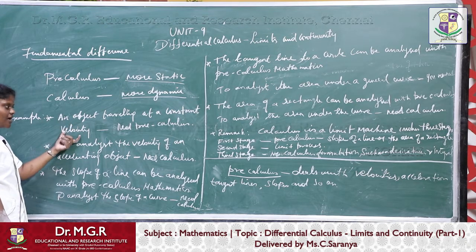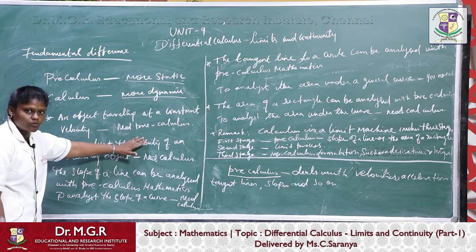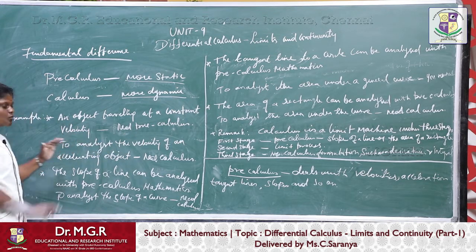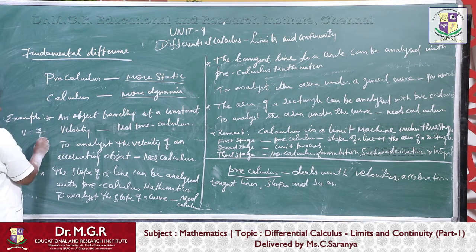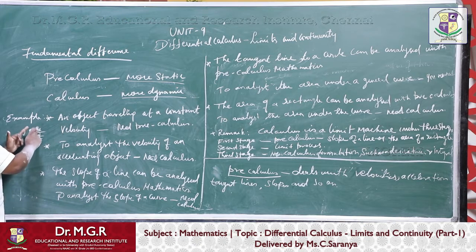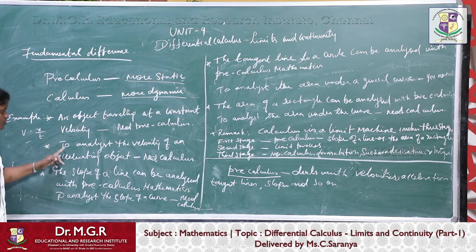For this type of velocity we use pre-calculus. Velocity means v equal to x by t. We can apply the rate of change. If it is moving at a constant rate, it is x by t only, where x is distance and t is time. Okay. Then next, what is calculus now?